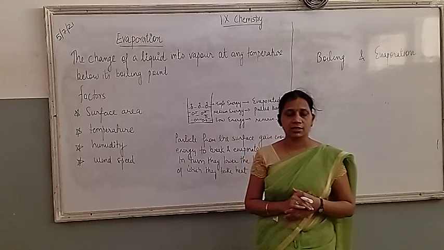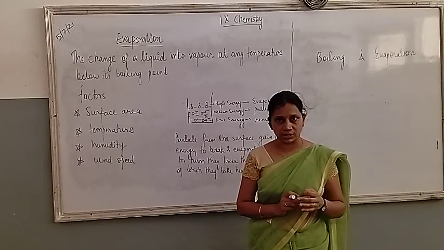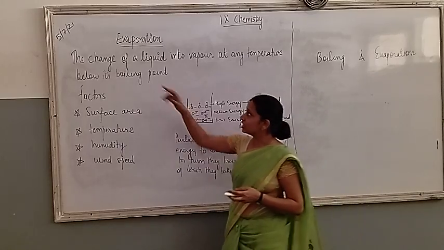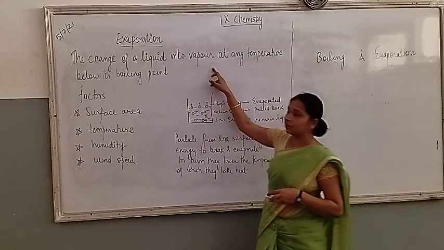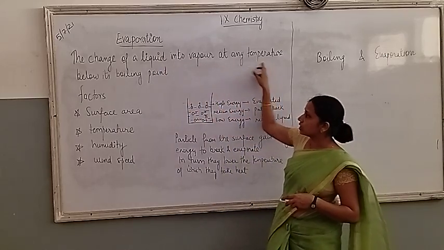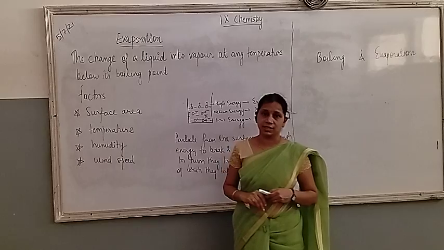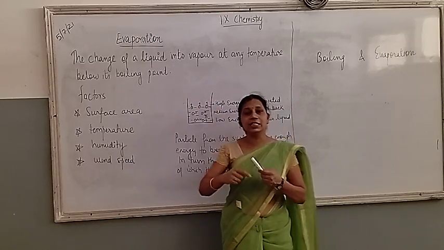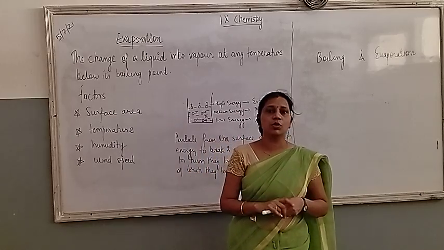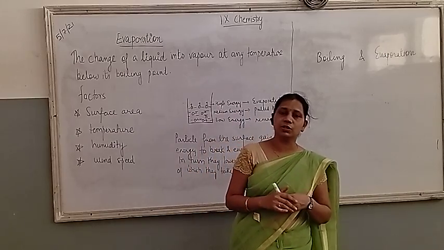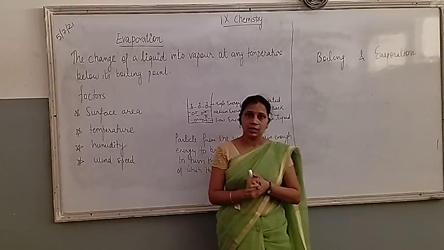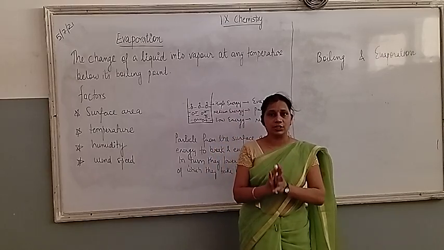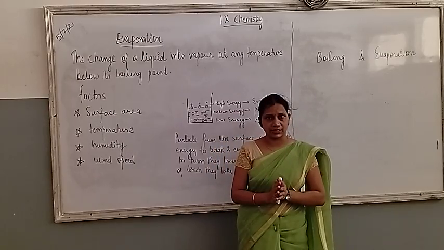So let's start. What is the definition of evaporation? The change of a liquid into vapor at any temperature below its boiling point. So when a liquid changes into vapor, that process is called evaporation, and you know it is an important process for our nature. Now this evaporation depends on many factors.